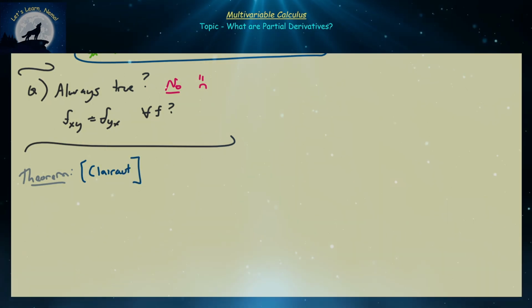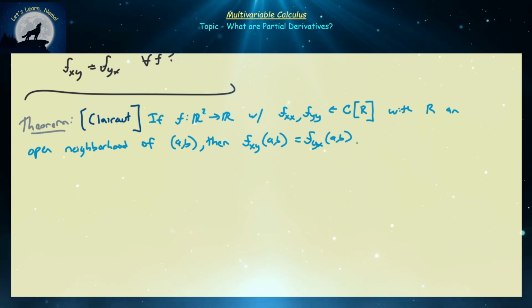C-L-A-I-R-A-U-T. And it says the following. Now let's assume that this function f maps R2 to R. Technically speaking, it doesn't have to be R2 to R, it could be R15 to R, but since we're only focused on two variables, x1 and x2, let's say, we can take it without loss of generality that this maps R2 to R, but it can technically be presented in terms of higher dimensions if you wish.